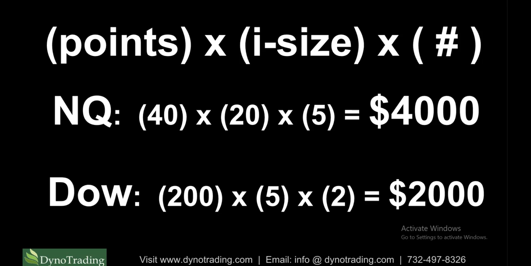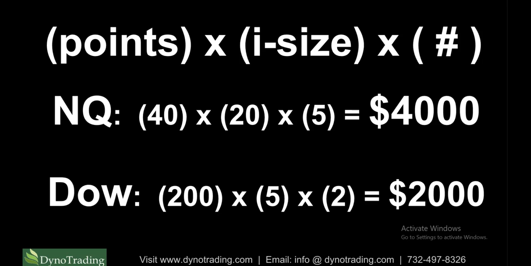Now, if we take a look at the Dow Jones, if you can capture 200 points on the Dow, and keep in mind the Dow moves 300 to 400 points sometimes intraday, and the contract size is 5 for the Dow Jones.